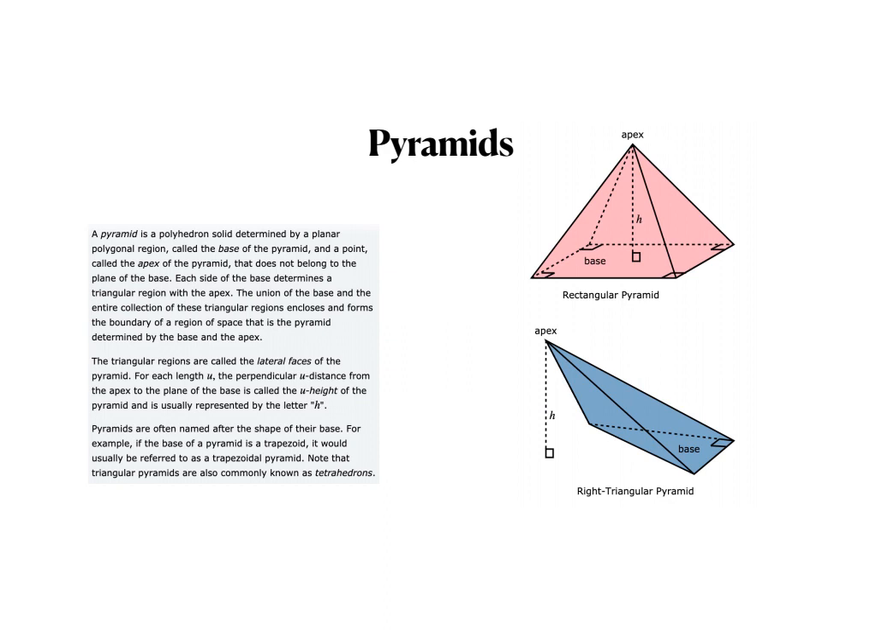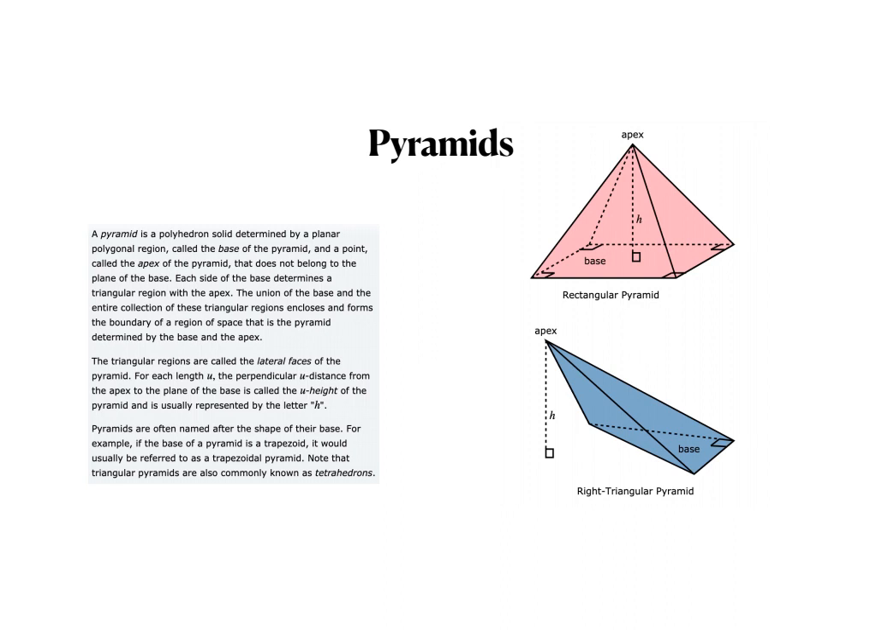The next object I'd like to consider are pyramids. Pyramids have a polygon as the base, and then triangular lateral faces around the outside. So the height goes from what we call the apex, where my lateral faces meet, down to the base. It's the perpendicular distance. The base can be any polygon.